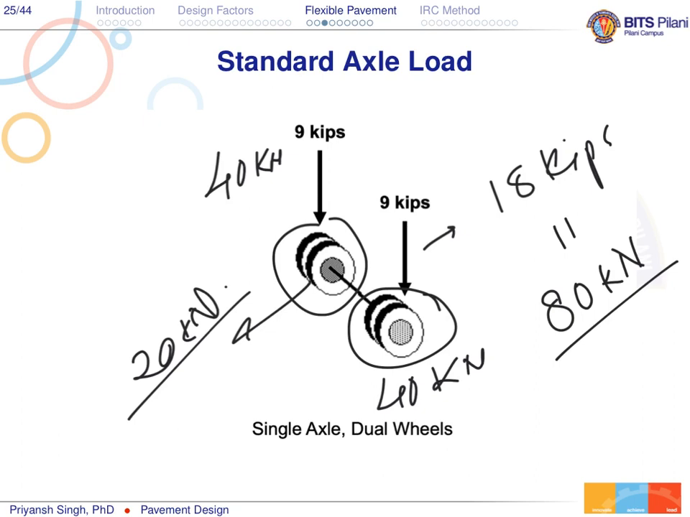Now we have seen that we have different classes of vehicles. Your vehicle may have a single axle, single axle dual wheel, it might have tandem axles, it might have tridem axles. So all these axle configurations we need to convert into our standard axle load, that is single axle dual wheel. So let's see how to convert all these load configurations into a standard axle load, that means into a load of single axle dual wheel.